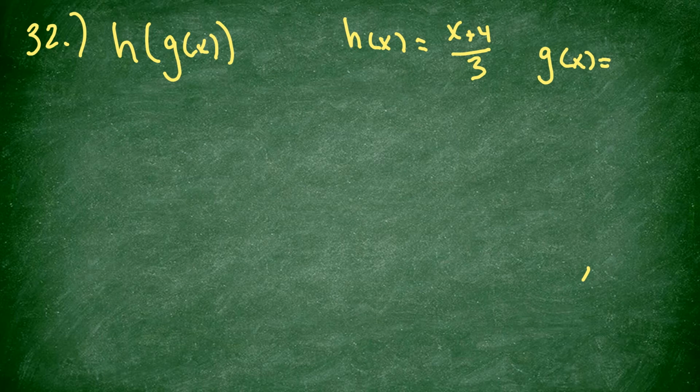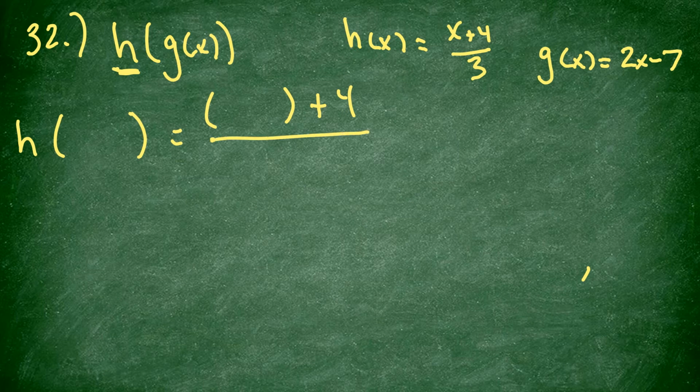All right, 32, I have h of g of x. So remember, h of x is x plus 4 all over 3. And g of x is 2x minus 7. I start with h. Put h a big old blank space. So I put big old blank space plus 4 all over 3.